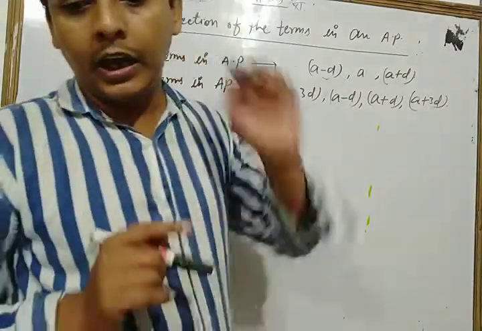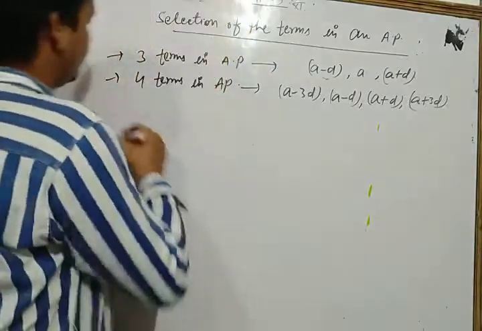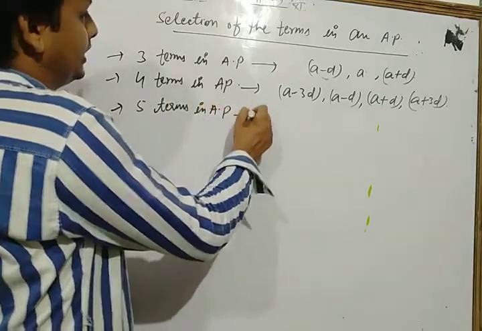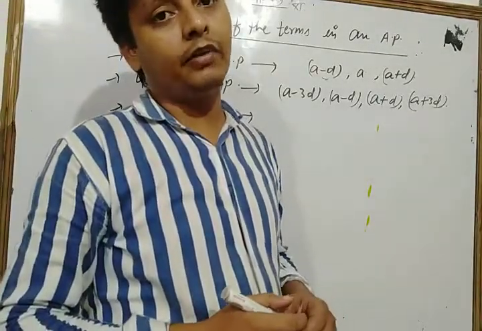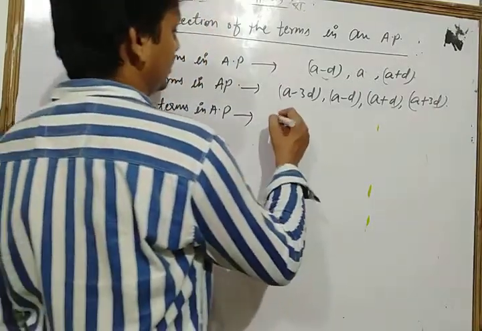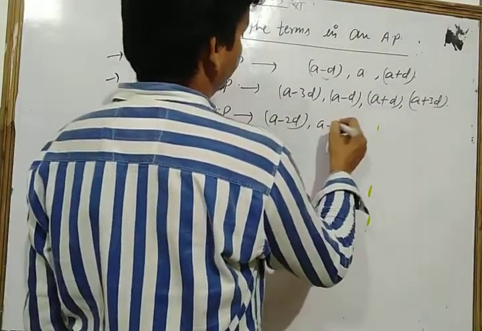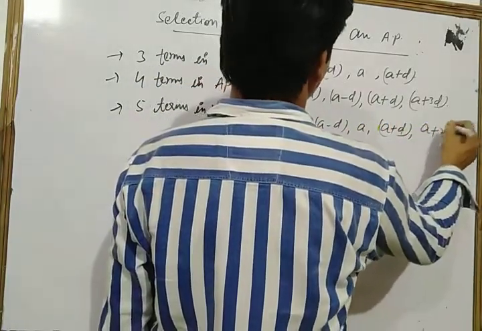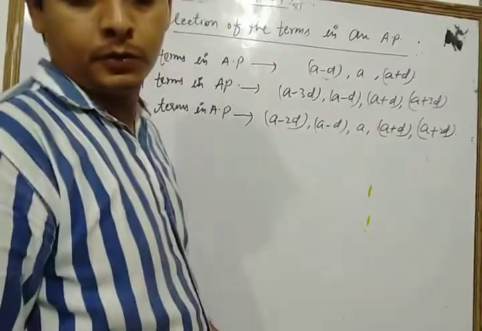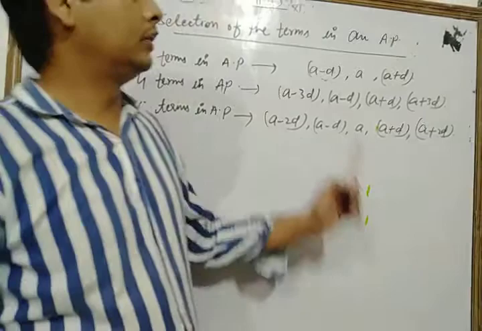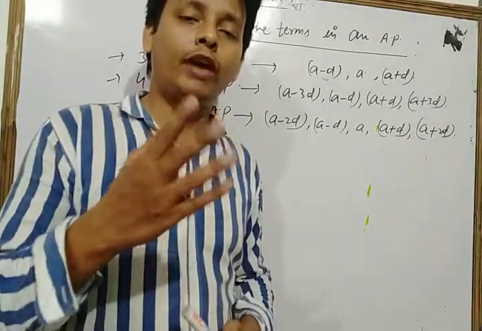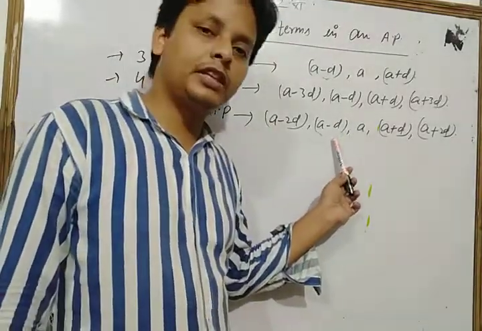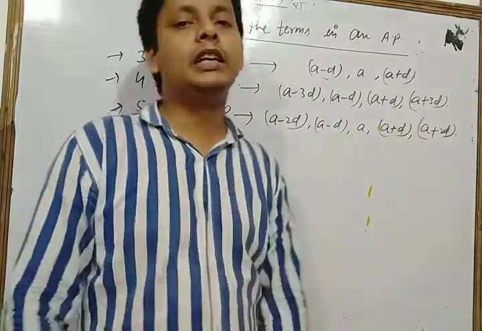Now if we take 5 terms in AP, then we always take A minus 2D, A minus D, A plus D and A plus 2D. Dear students, if we take 5 terms which are in AP, then we take A minus 2D, A minus D, A plus D and A plus 2D.